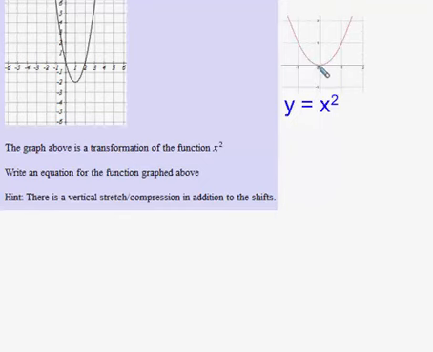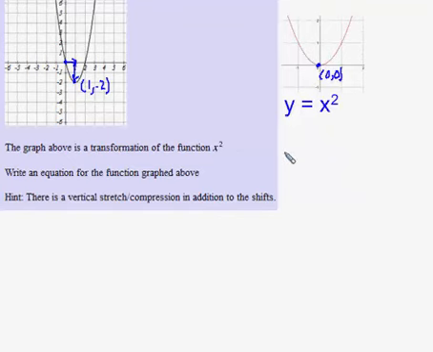So to start, notice that y equals x squared has its lowest point at 0, 0. Notice that our graph has its lowest point at 1, -2. So to get from the point 0, 0 to the point 1, -2, we would have to move to the right 1, and then down 2. So to do this, we'll start with our parent function y equals x squared.